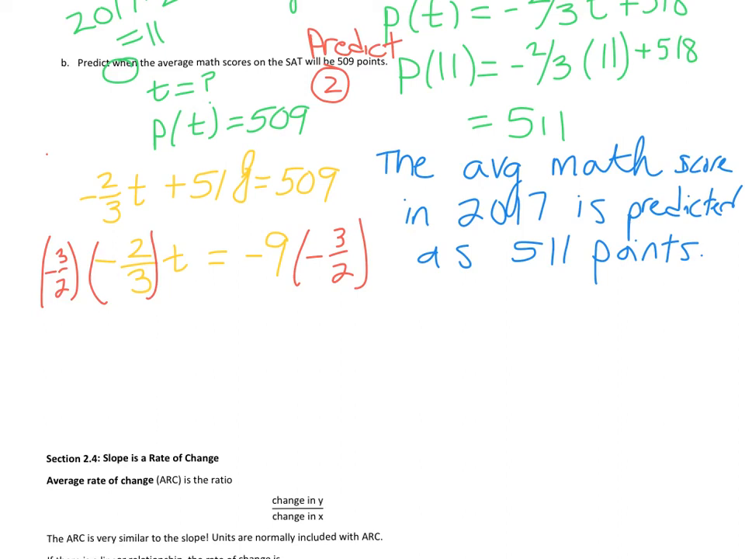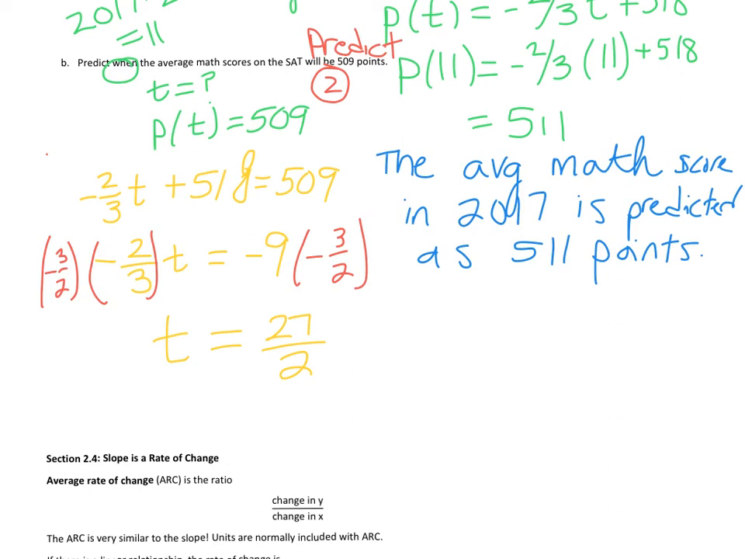So same sign, please. Okay, so we do it like that because now this cancels to 1, so we just have t over here. And then on our right-hand side, negative times negative is positive. 9 times 3 is 27 over 2. Okay, so this is fine.